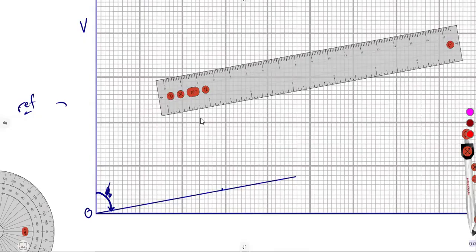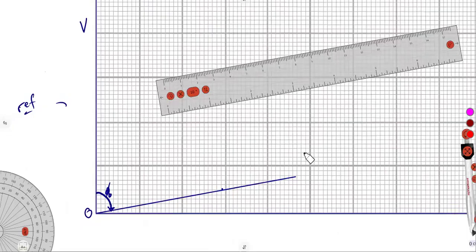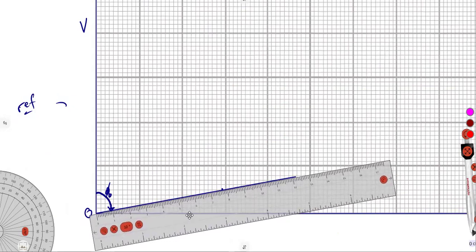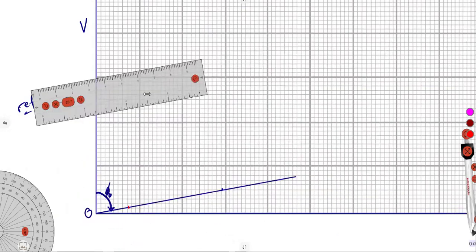The distance for that corresponding vector for the open circuit, that is O to O bar, is 2 centimeters. So meaning to say you are going to measure 2 centimeters from the origin along that line. You measure 2 centimeters. According to mine, my 2 centimeters is approximately here. So I'm just going to mark a point which is here where my 2 centimeters is. So I have the corresponding point, which is O bar there.